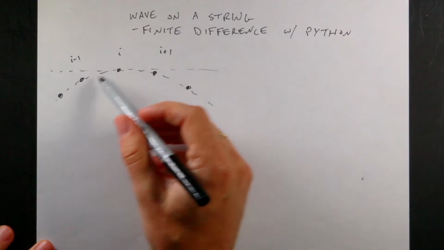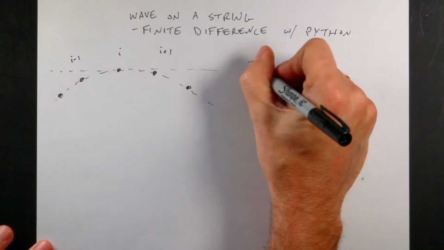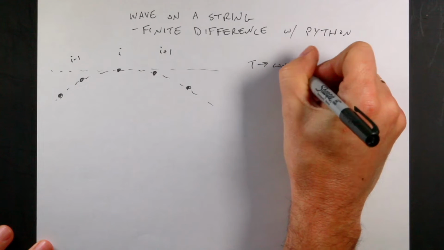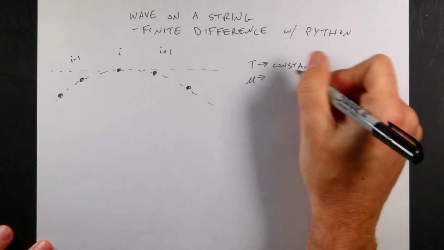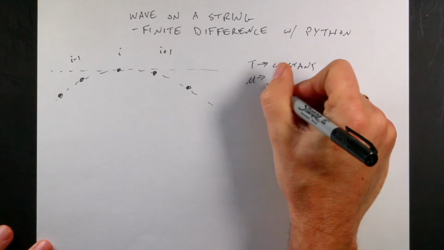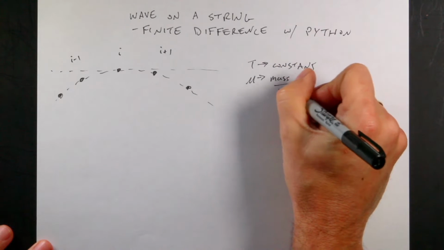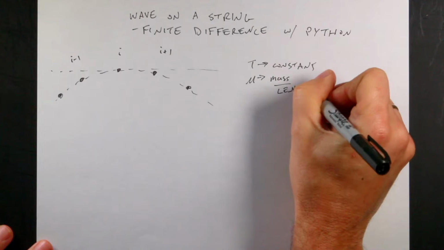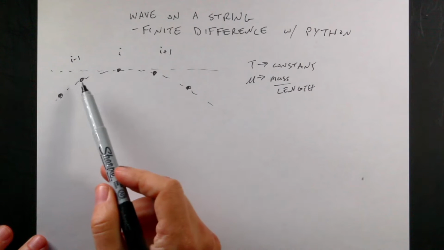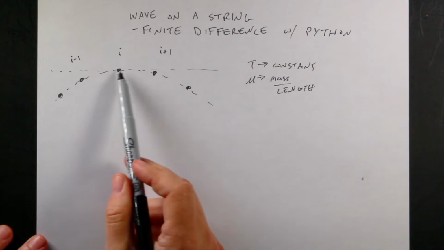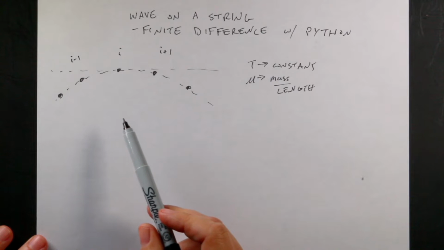So here's my string. And this string has a constant tension T, and it has a constant linear mass density, mu. This is the mass per unit length. So I can break this into elements, even though it's not really that way. I can imagine a bunch of finite masses connected by massless strings.